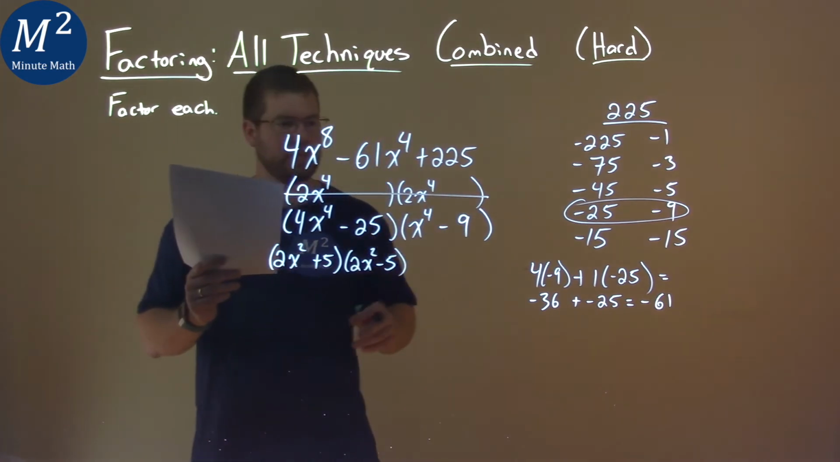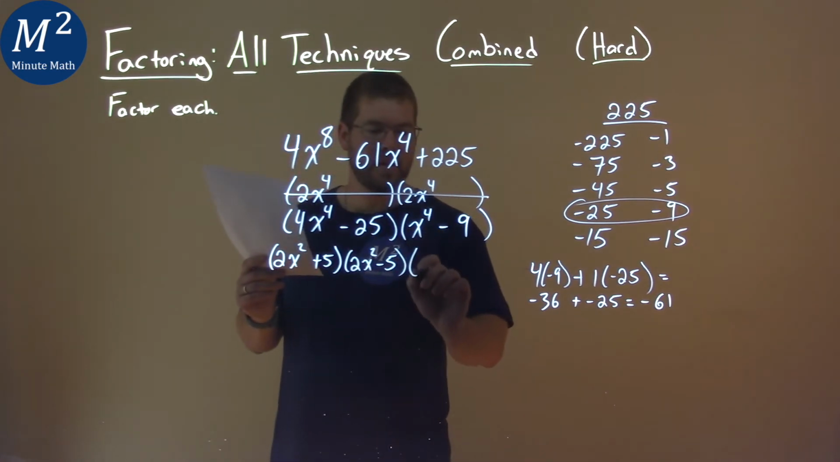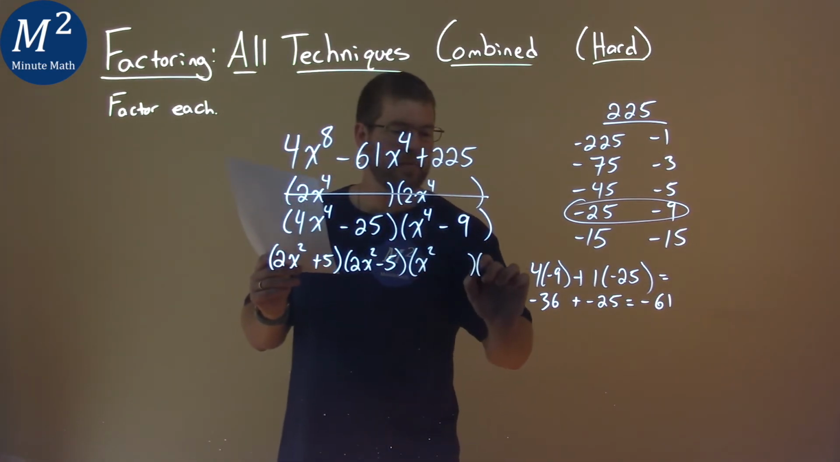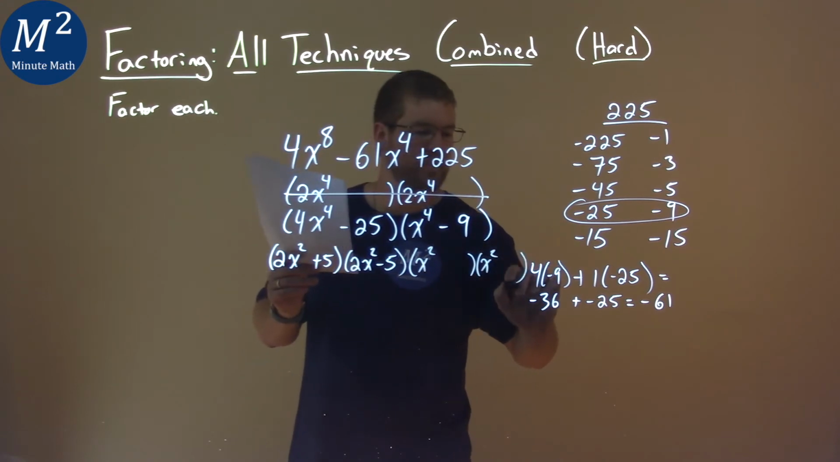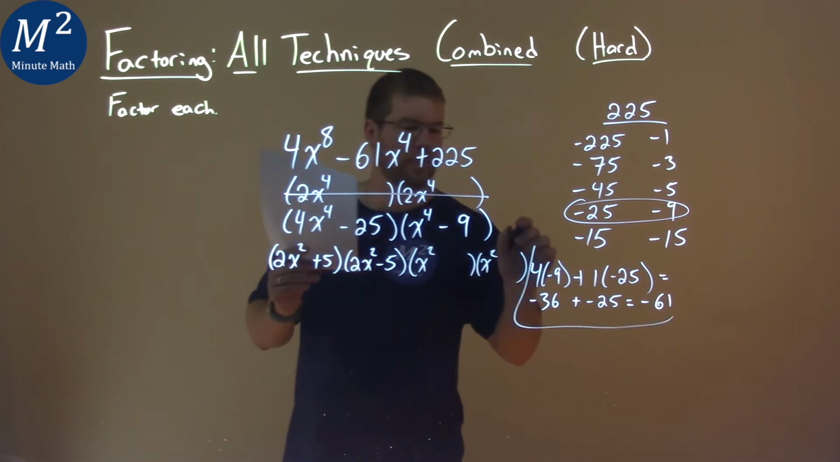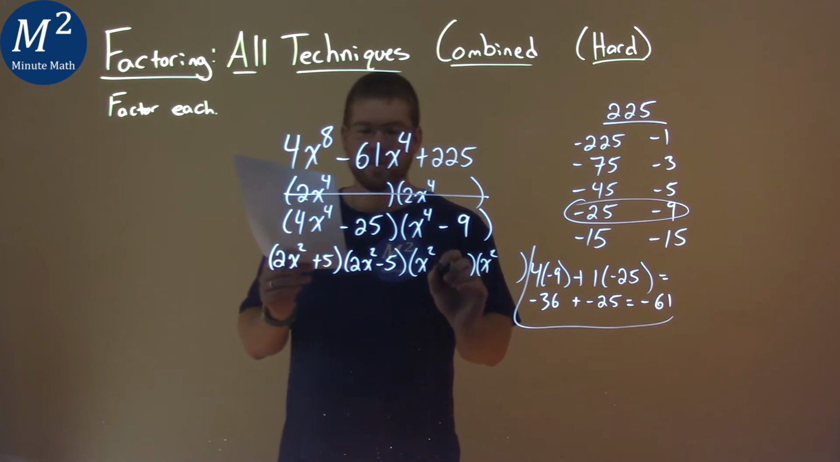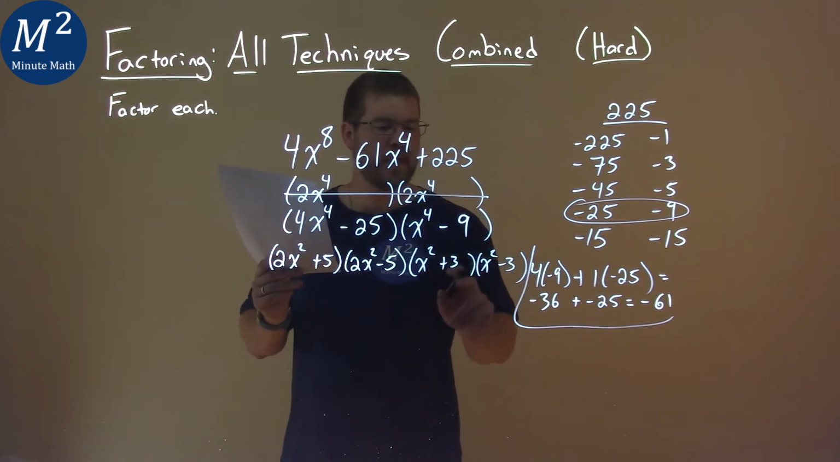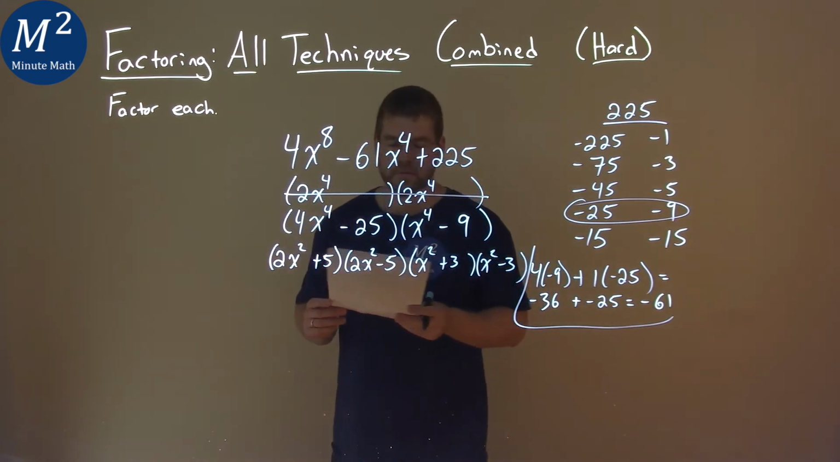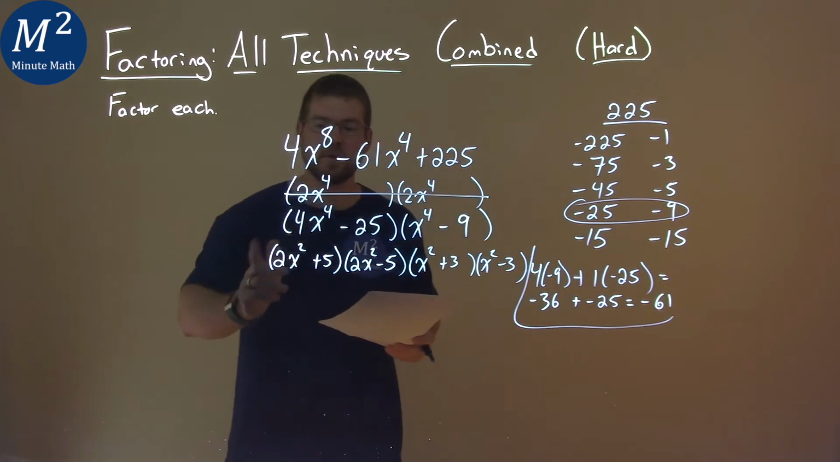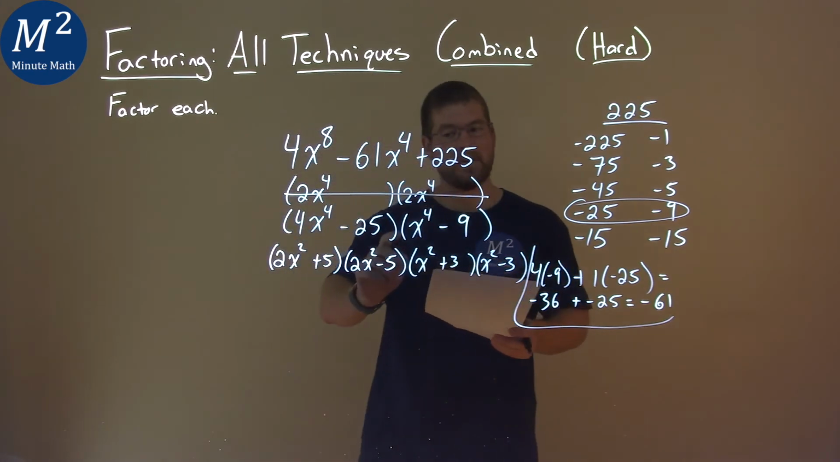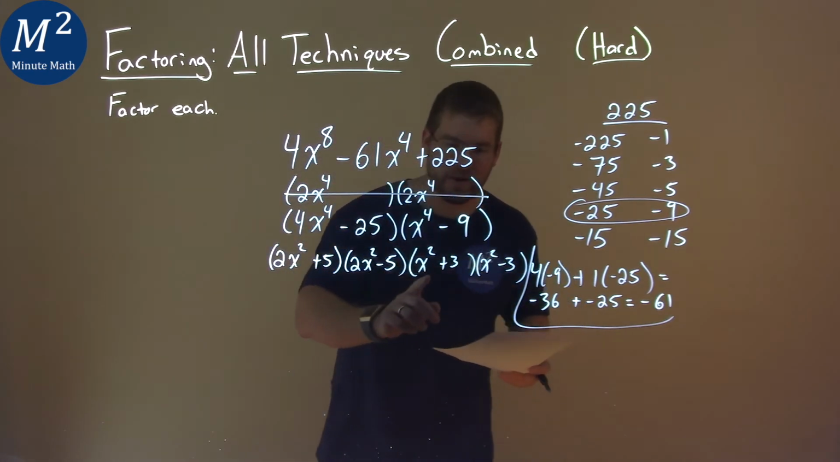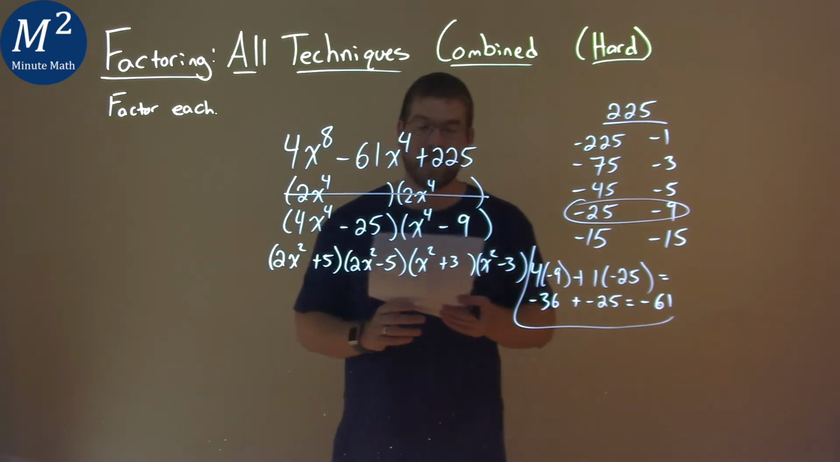Same thing actually applies here as well. x squared and x squared, pull that out. And then if we have a plus 3 and minus 3, 3 times negative 3 is negative 9, add them together we get a 0, and x squared times x squared is x to the 4th. And so our final answer here is 2x squared plus 5 times 2x squared minus 5 plus x squared plus 3 times x squared minus 3.